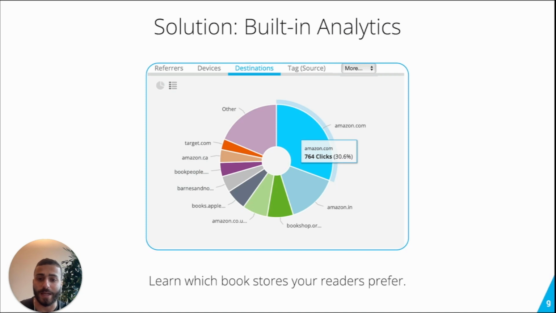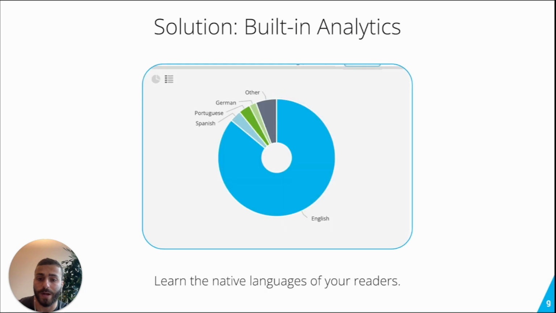There's also destination data available. So if an author is providing the reader multiple bookstores to choose from, you gain access to the data of where readers are going. In this example, it's pretty obvious Amazon USA is going to be an author's largest storefront, but maybe what an author didn't know is that Amazon India and bookshop.org were popular places for their readers to buy their books. You'll also gain access to the preferred language. So in this case, an author has a lot of English readers.